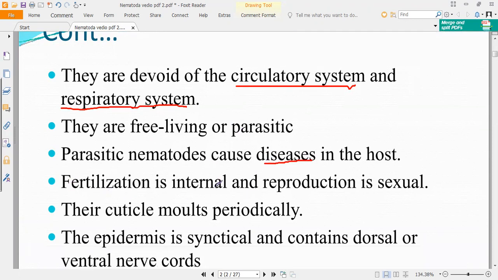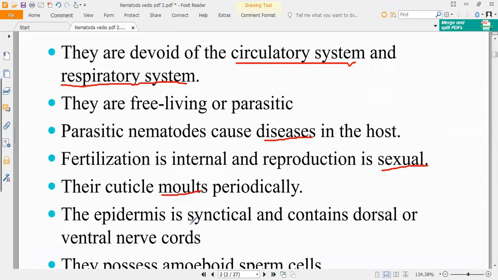The other thing, fertilization is internal and reproduction is sexual, because there is sexual dimorphism. Males and females live separately, and the female produces the egg and the male produces sperm cells, and inside the uterus of the nematode or the roundworm fertilization takes place. And they undergo cuticle molting, which means like the arthropods, they undergo periodic molting.